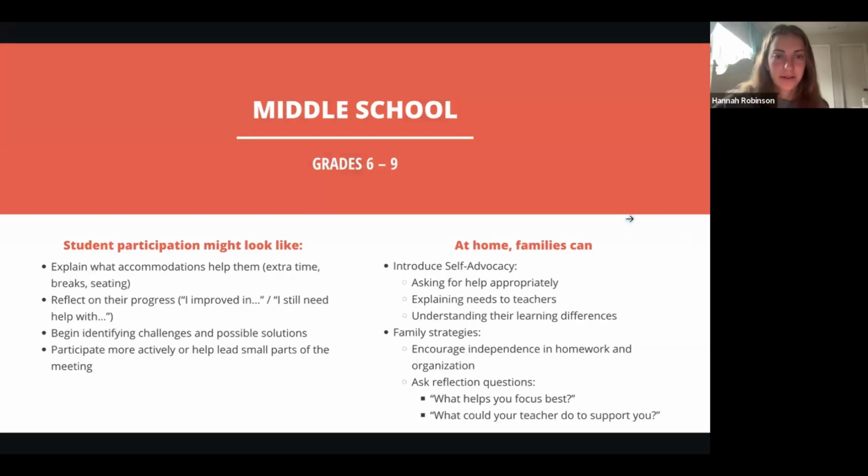Yeah, so moving on to middle school, what student participation might look like in this age bracket. Students might explain what accommodations help them in their classes.